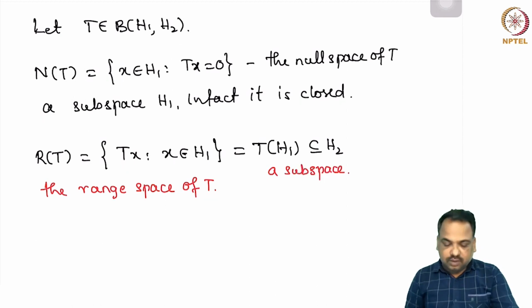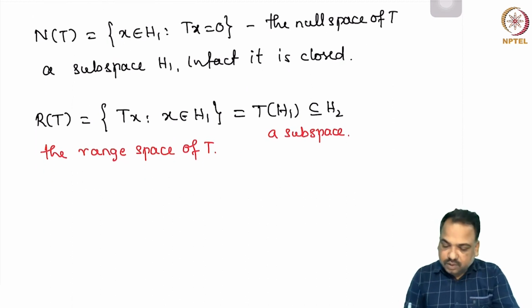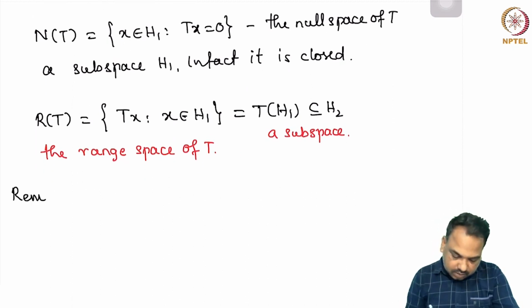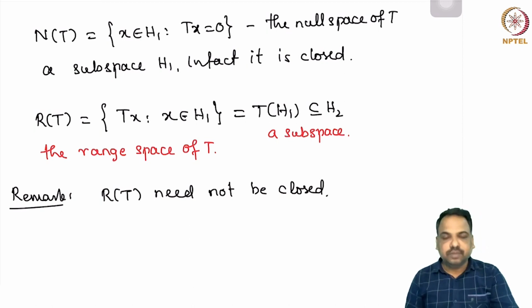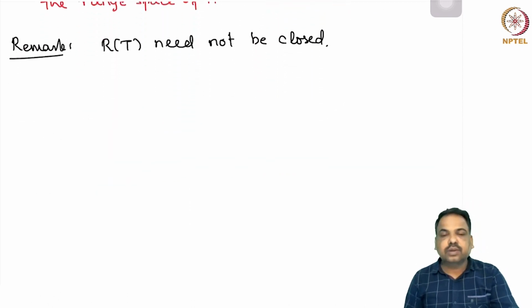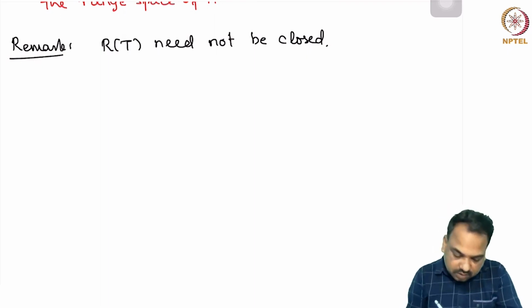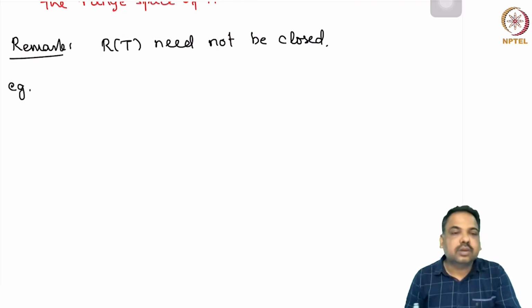Okay. So since T is bounded, we have concluded that the null space of T is closed. But in general, the range of the operator need not be closed. We can give some examples to show that the range of T need not be closed. So let us look at an example.